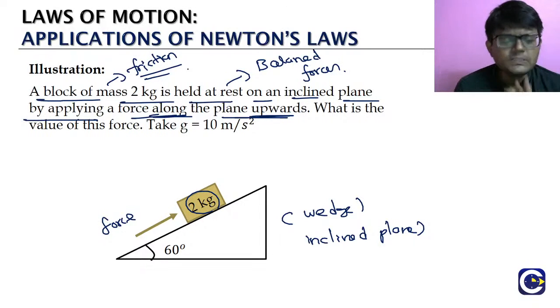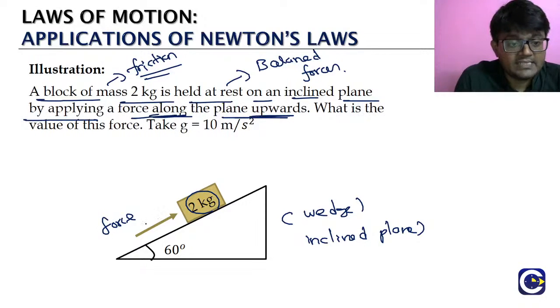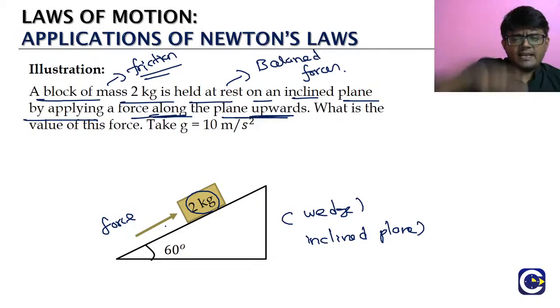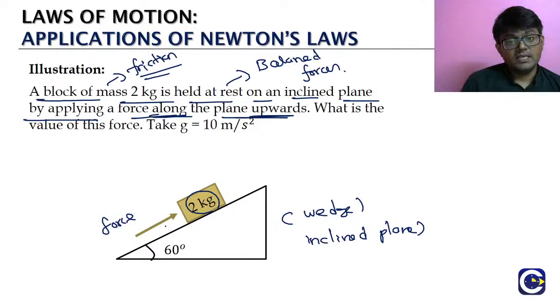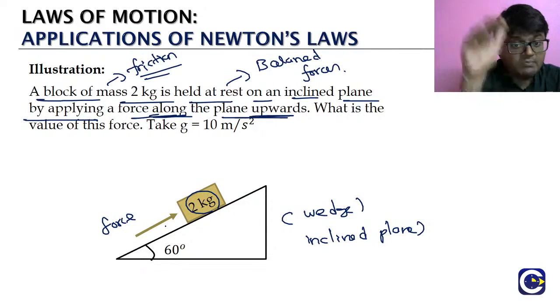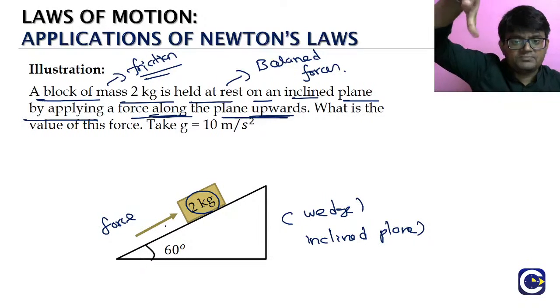So the block of 2 kg is held at rest on an inclined plane. We are holding that block at rest on the inclined plane by applying a force along the plane upwards. Otherwise, what happens? If you keep a block on an inclined plane, the block will keep coming down. We will know the reason why the block keeps coming down. If you just keep an object on an inclined plane, it's a very common thing, right?